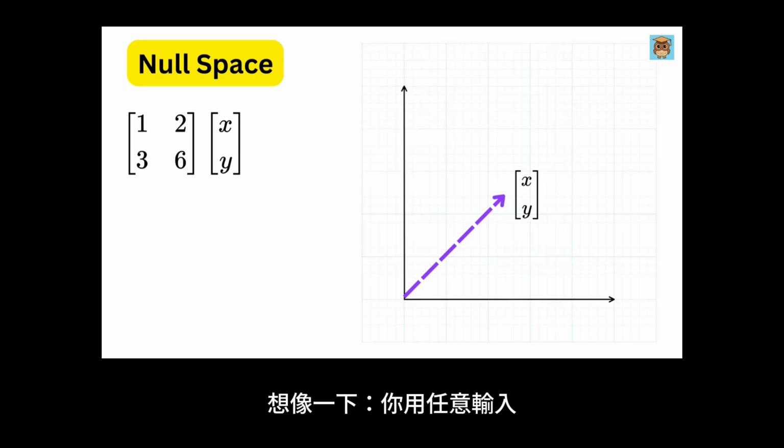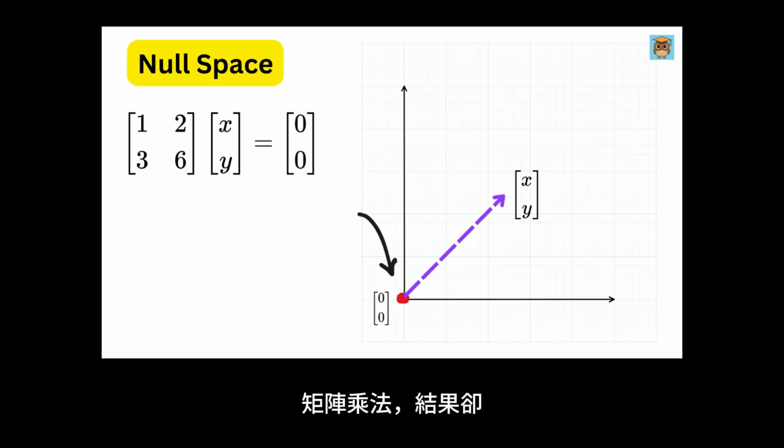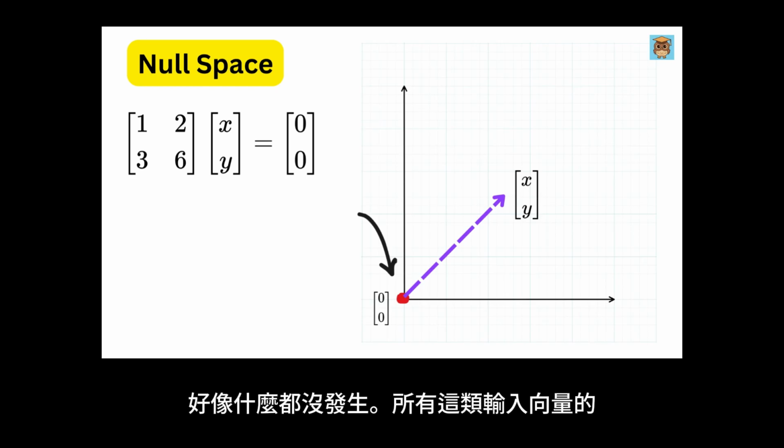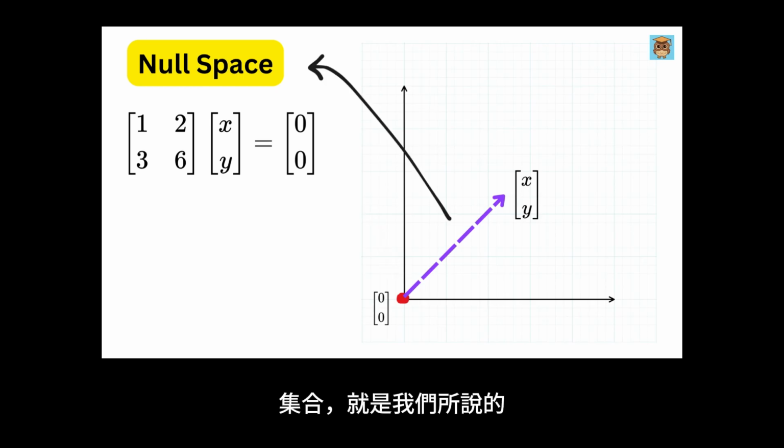Imagine this. You multiply any input vector with this matrix, do all the matrix multiplication, and the result is always just 0, 0, as if nothing happened. That collection of all such input vectors is what we call the null space. So while column space and rank is all about the output vector, the null space is all about the input vectors that go to 0, 0, or it simply becomes invisible after passing through the matrix.